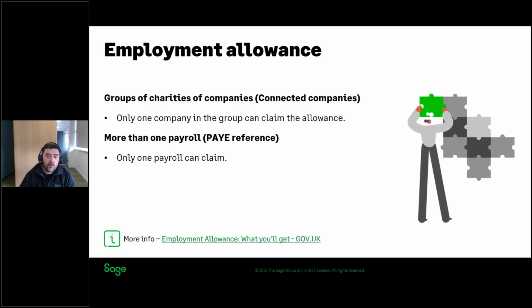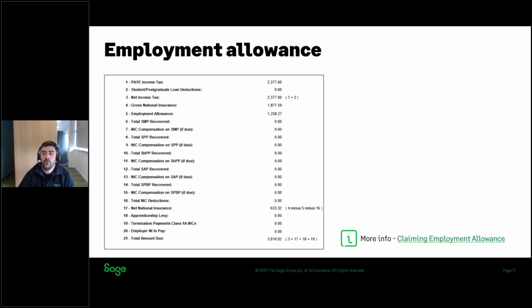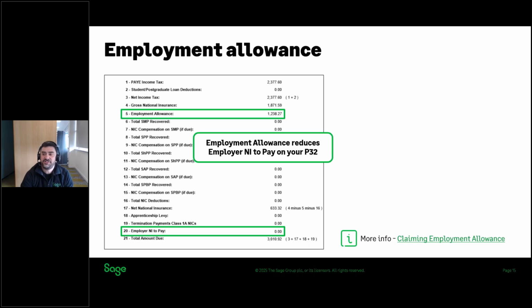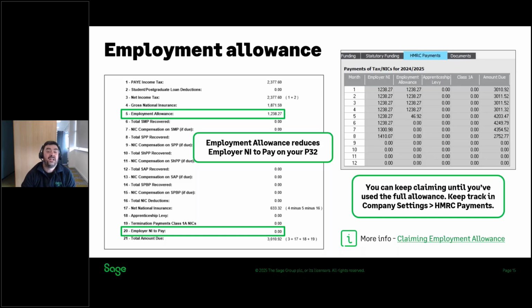We'll show you how to apply for it in the demo, but once you have set this up in your software and you're eligible to claim it, you get the money back when it comes to make your payment to HMRC. Here's an example of a P32 report, where it would itemize the amount of employment allowance you can claim that month. It'll show you if there is any employer NI to pay. At the point you do reach that annual limit, you'll have to start paying the employer NI. And you can keep track of it in your HMRC payments tab.